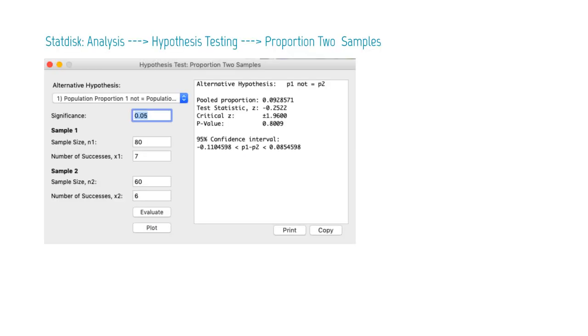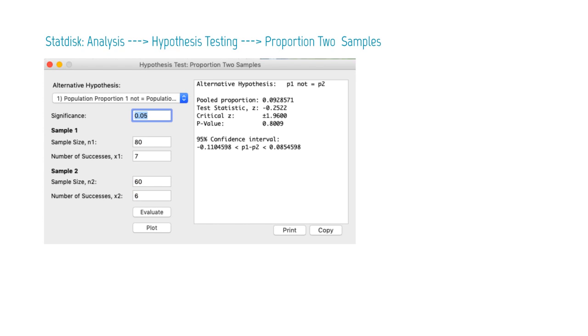So here's how you do it on StatDisk. You're going to go to Analysis, Hypothesis Testing, and Proportion to Samples. And so first you'll want to make sure that you change your alternative hypothesis to match. In this case, we used the first option, which is population 1 is not equal to population 2. And then my first sample was of size 80 with 7 successes, and my second sample was of size 60 with 6 successes. So this information represents the females, and this information represents the males.